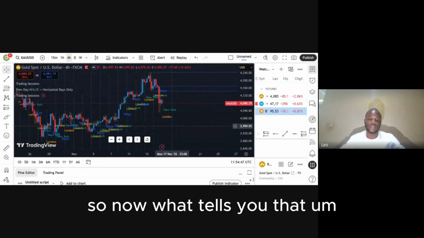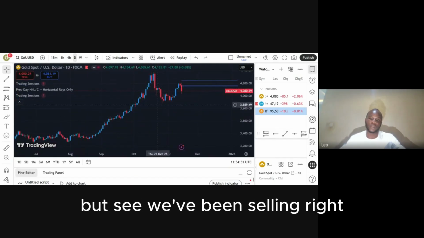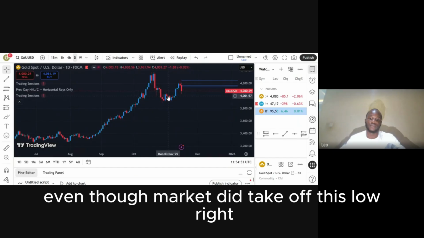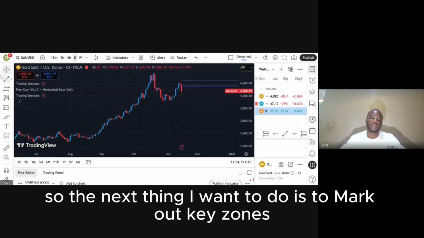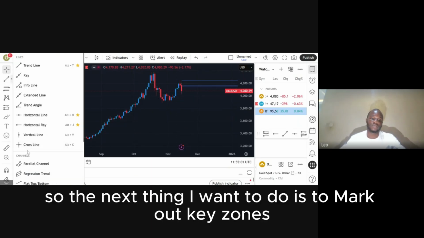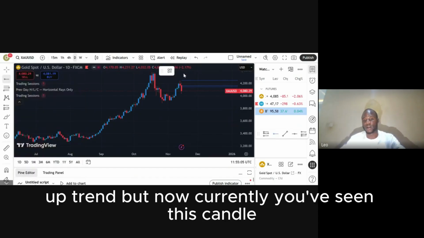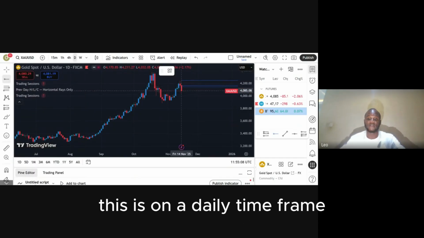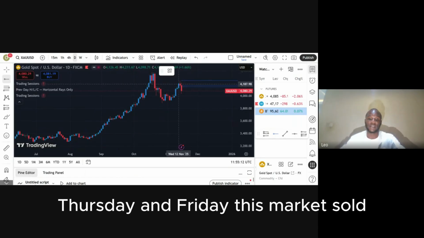So on the daily time frame we've been on an uptrend, but see, we've been selling, right? Even though the market did take up this low, the market is trying to see if it can break it. The next thing I want to do is mark out key zones. Key zones are price levels you find after you determine the trend. Currently, on this daily candle, it means that for the past Tuesday, Thursday, and Friday, this market sold.